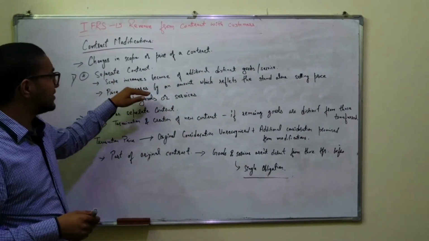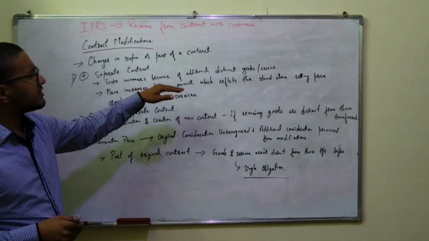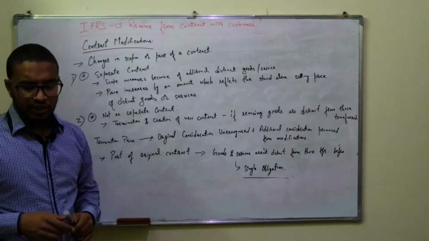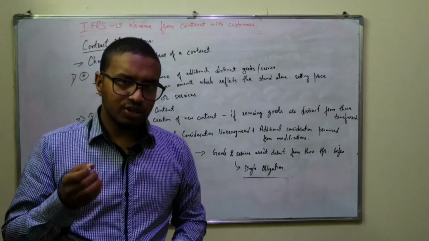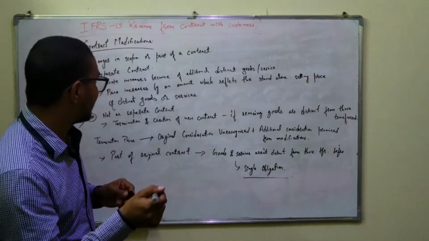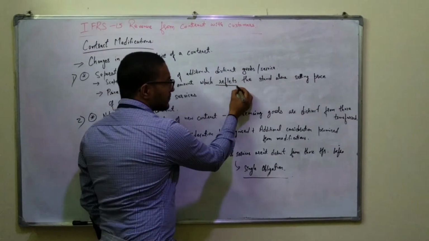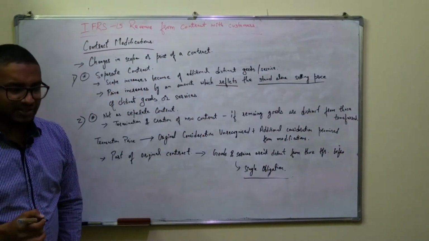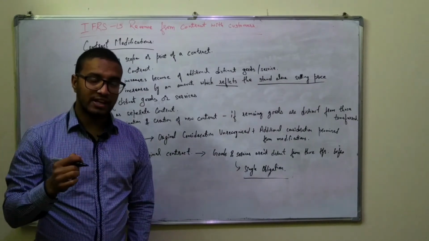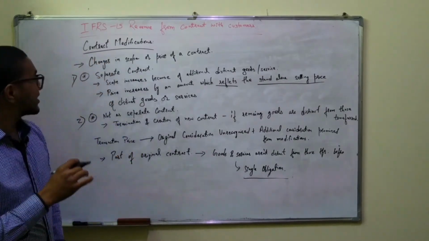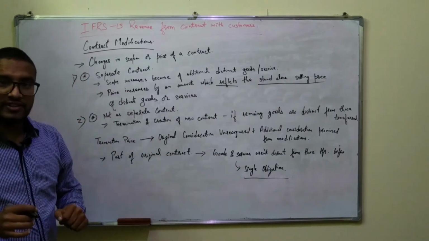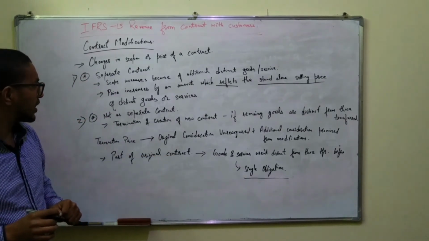The price increases by an amount which reflects the standalone selling price of distinct goods or services. So the increase in price also reflects the standalone selling price of distinct goods and services. It should reflect the standalone selling price, otherwise it isn't considered a separate contract. We have a very interesting problem about that. We'll definitely look at it.